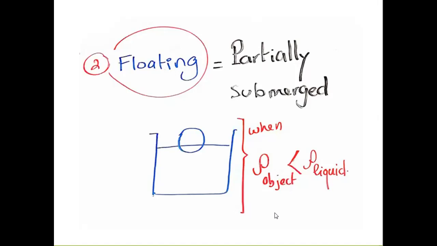So when we talk about a floating object, in fact, we are talking about a partially submerged object. Partially submerged means a part of the object is below the surface, inside the liquid, and the other part is above the surface. That's called partially submerged or floating object. So when will this phenomenon take place? It happens when the density of the object is less than the liquid.